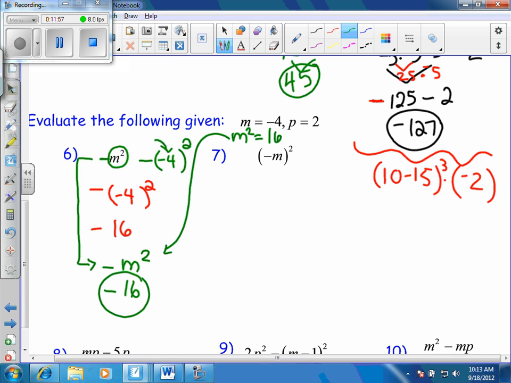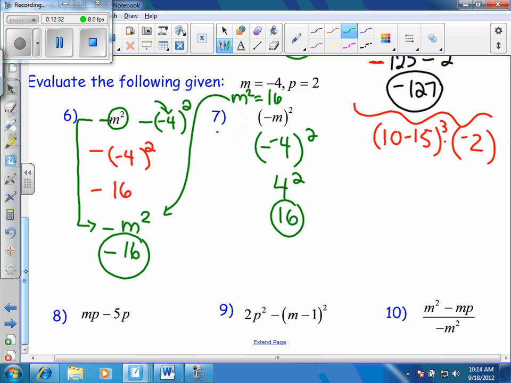So over here, here's another example on 7. Now you have the opposite of m. m is -4, so I would write it like that, which is 4, right? Squared, which is 16. Natalie, did you have a question? Keep going. Okay on that? So do you see the difference of these two, Skylar? Yeah. Okay. So let's go down a little farther.